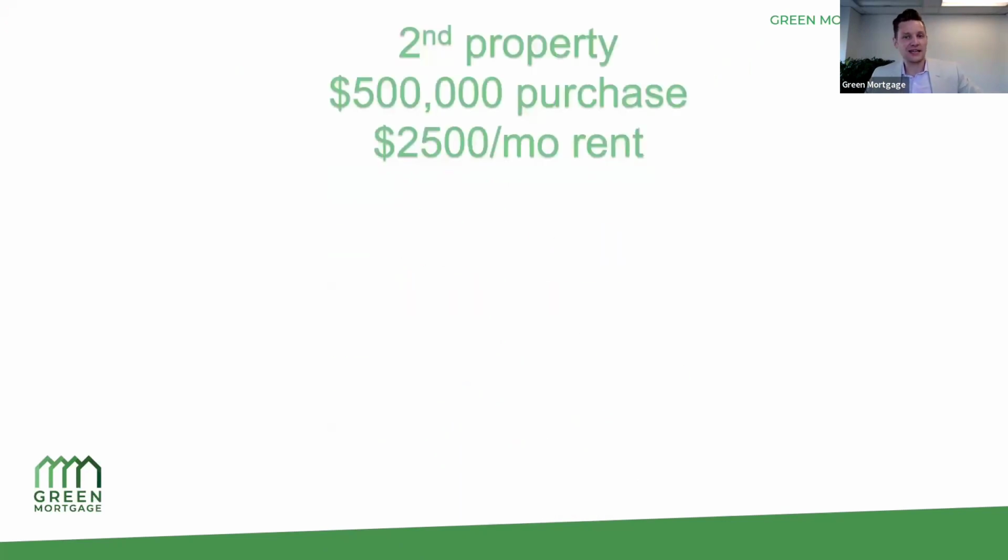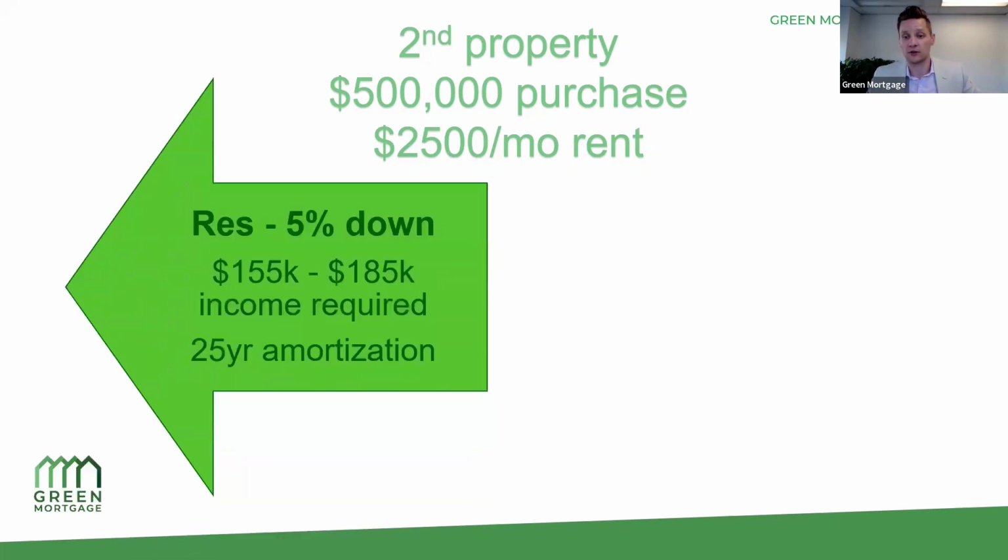So let's talk about the second property. Let's buy a property now that's $500,000 and generates $2,500 a month in rent. What you could do is convert your existing residence into a rental. Let's just assume that it's now generating $2,500 a month in rent. And now you're buying a residence for $500,000 with 5% down.